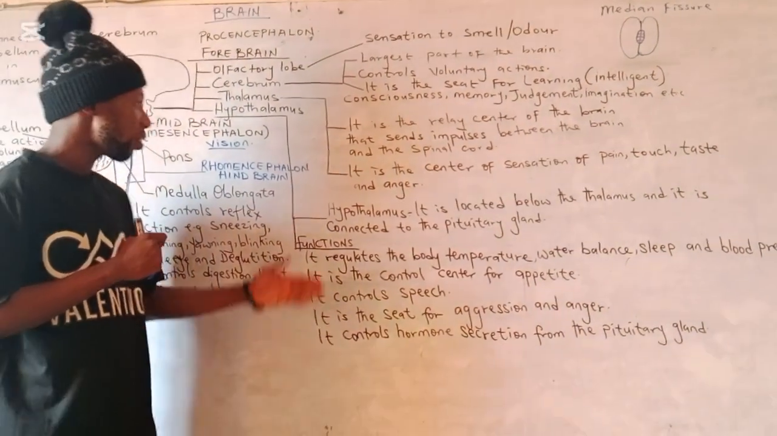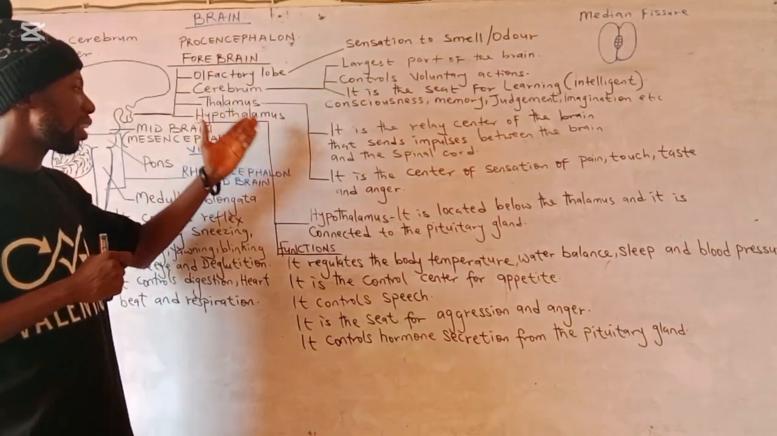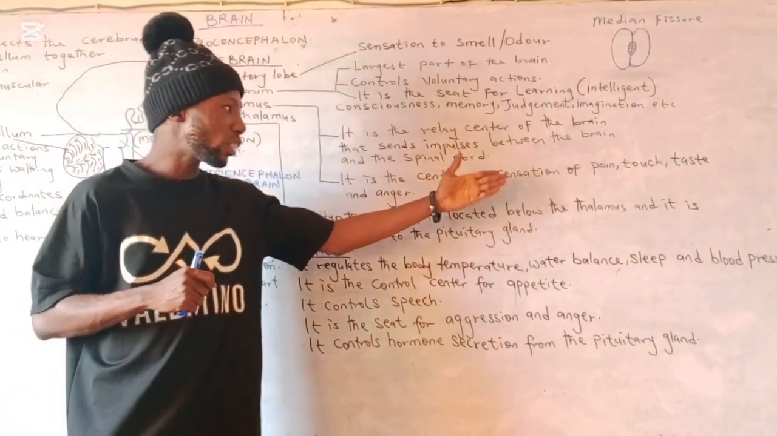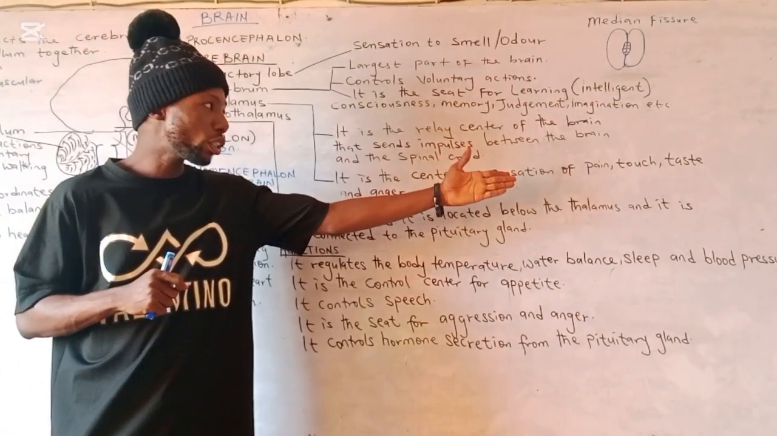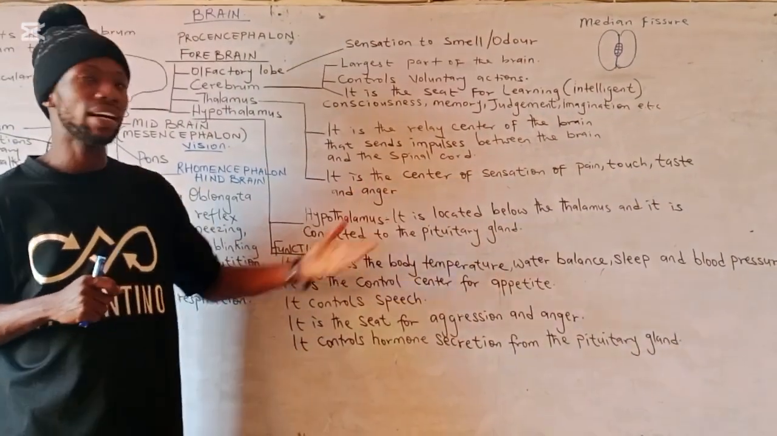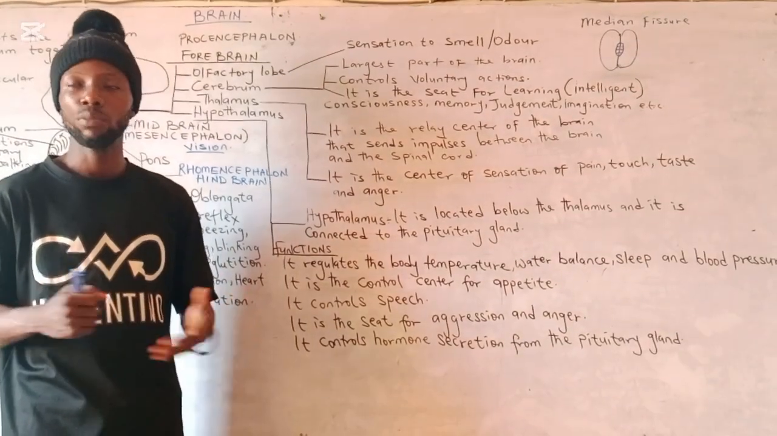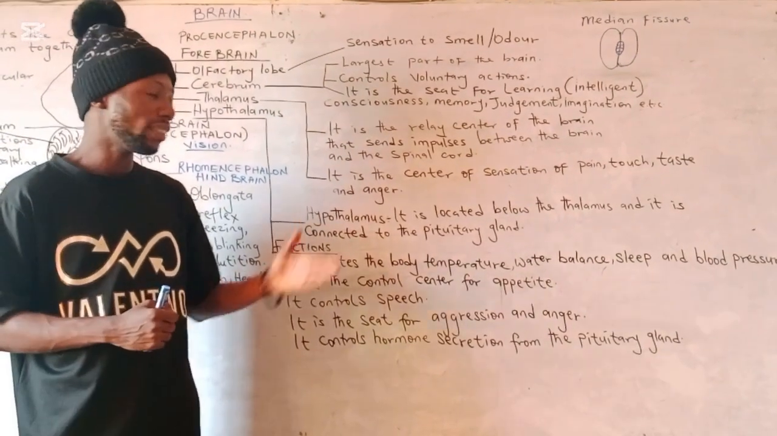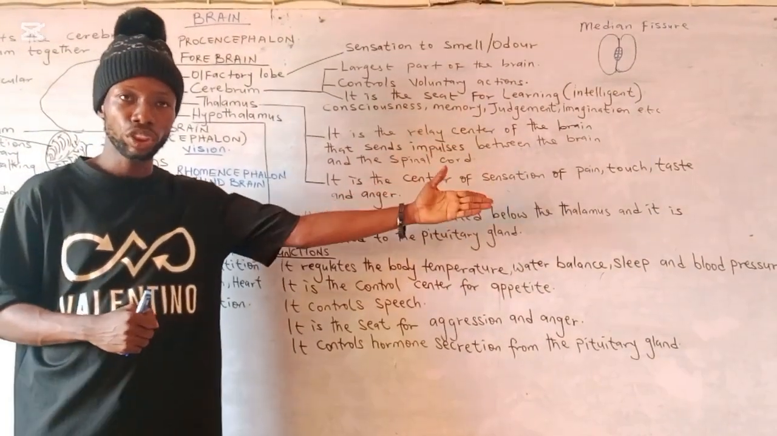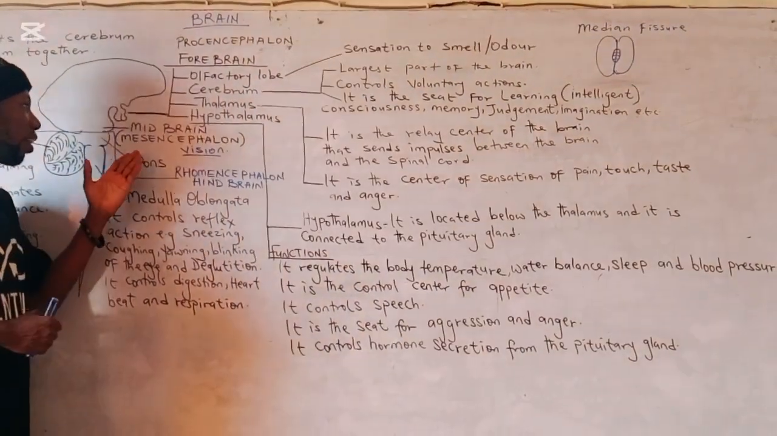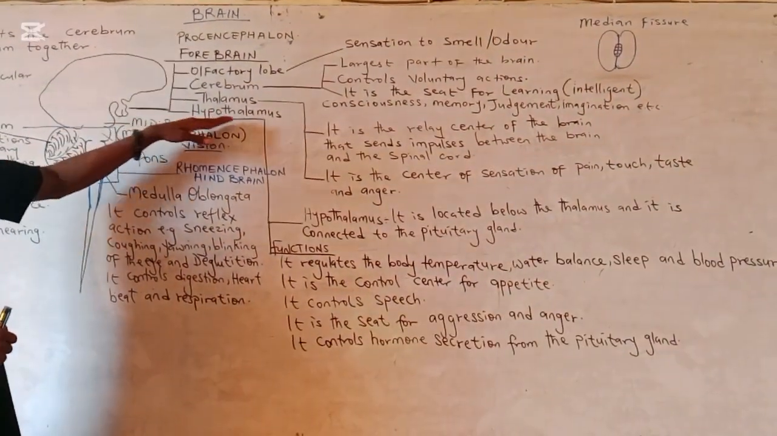Okay, all right. Then another function of the thalamus is that it is the center of sensation of pain, touch, taste, and anger. So these are the functions of the thalamus. It is sensitive to pain, touch, taste, and anger. The next we have here is the hypothalamus.